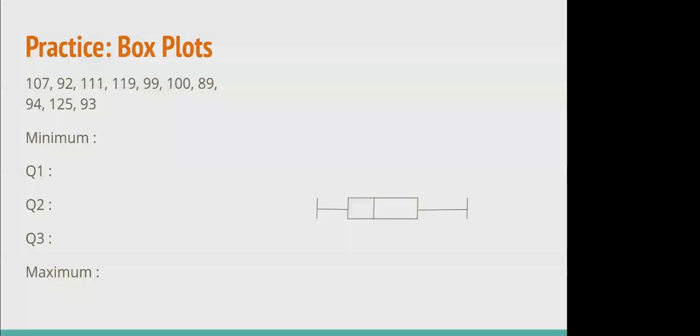So again, remember, first, put them in order, numerical order. Then identify the minimum value, the maximum value. Q2 first. What is the middle of the data set itself? The median. And once you have the data split in half, find Q1, the middle of the lower half, and then Q3, the middle of the upper.